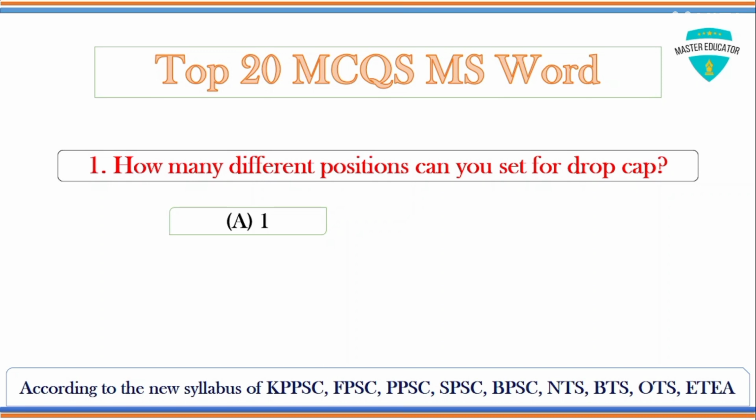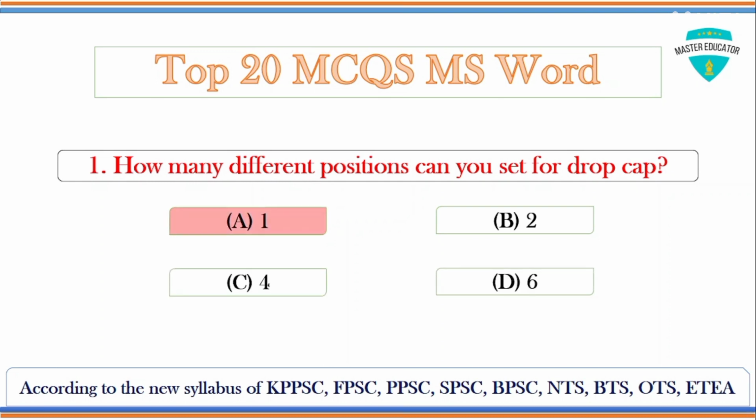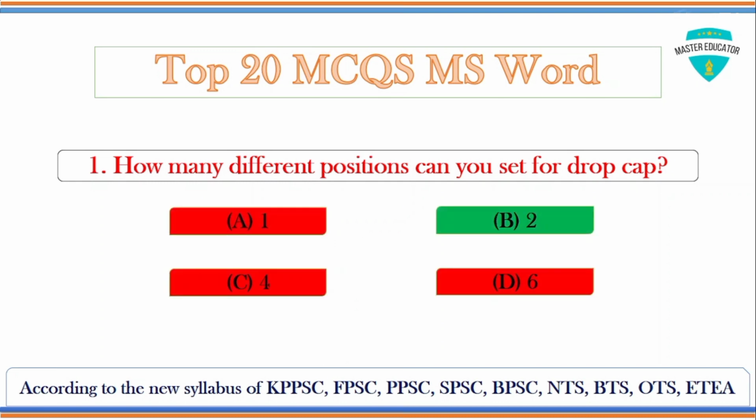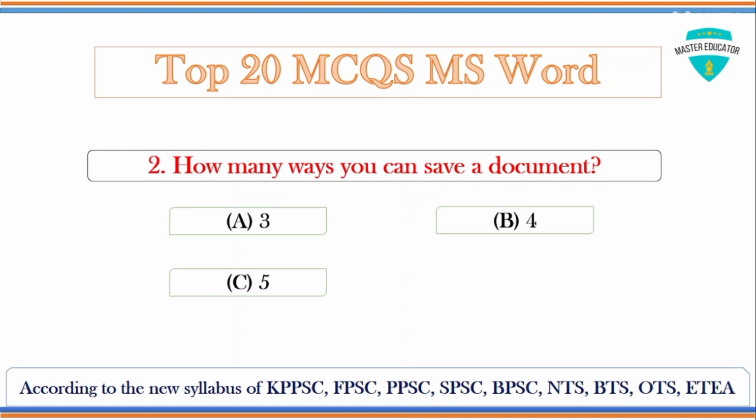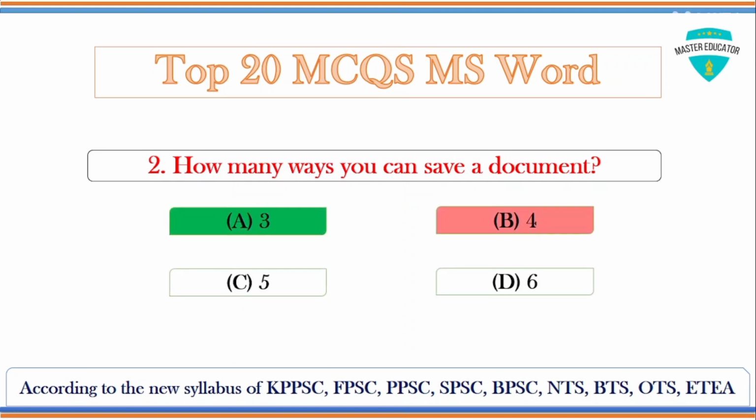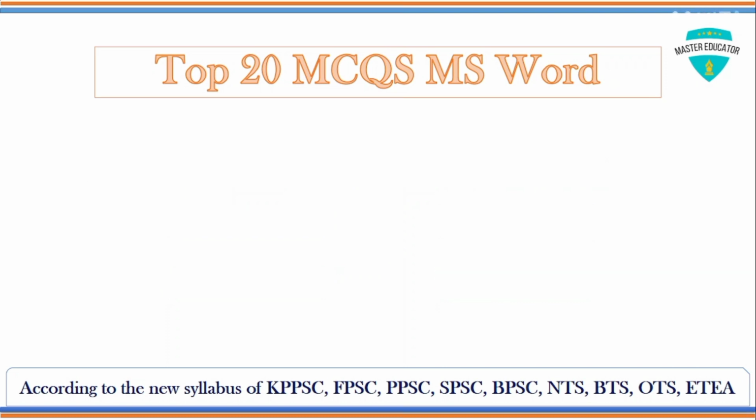MCQ number 1. How many different positions can you set for Drop Cap? Option A 1, option B 2, option C 4 and option D 6. So the correct option is option B, which is 2. And number 2, how many ways you can save a document? Option A 3, option B 4, option C 5, option D 6. The correct option is option A, which is 3.